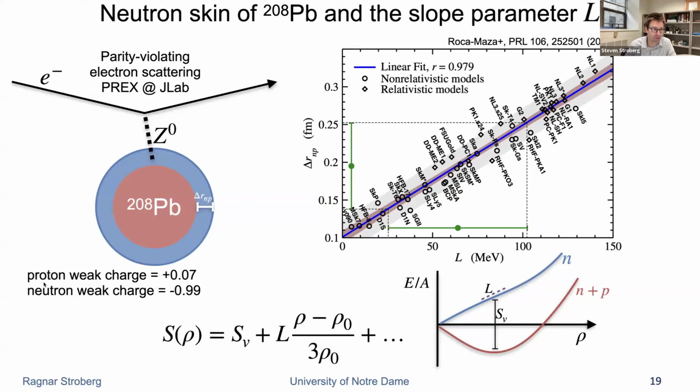And if you look at then the weak charge of the proton and the neutron, the proton weak charge is basically 0. The neutron weak charge is basically -1. And so you're essentially probing the neutron distribution of lead-208. If you just do regular electron scattering, you couple to the electromagnetic charge, which is 1 for the proton, 0 for the neutron, and so you can simultaneously get out the charge distribution, which gives you the protons, and the weak charge distribution, which gets you the neutrons. And you can take the difference and get the skin.